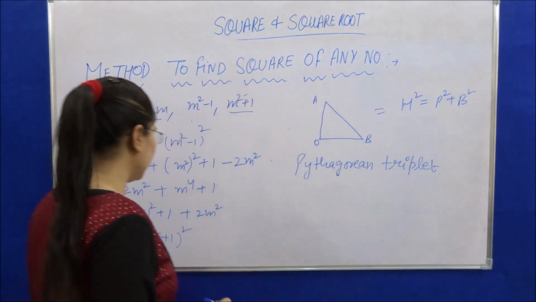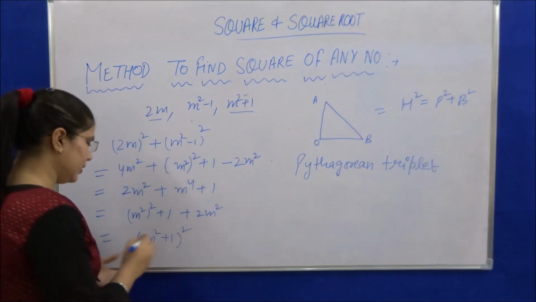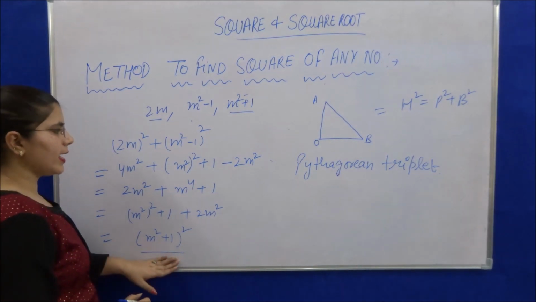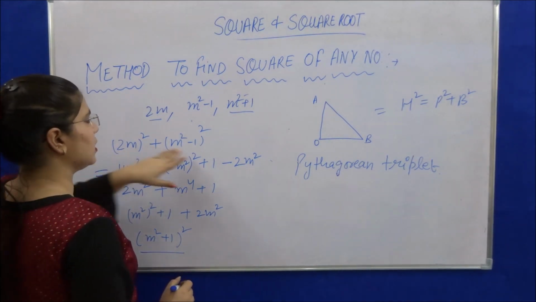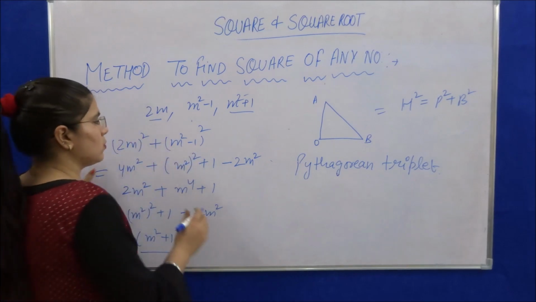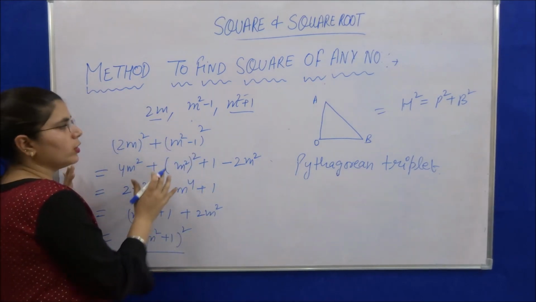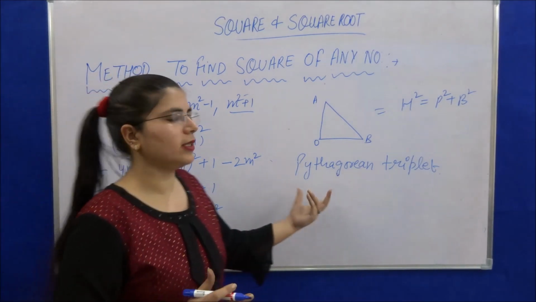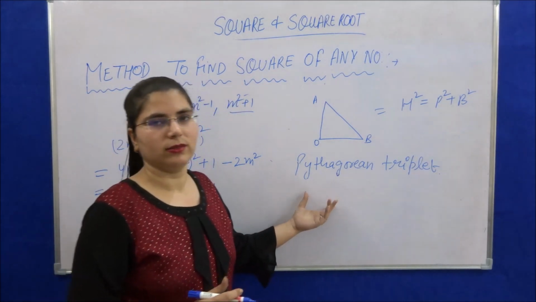So when we correlate these two results, this is our h square, this is our b square and this is our p square. So by this we can find any three Pythagorean triplets.